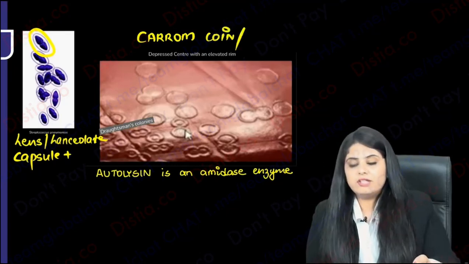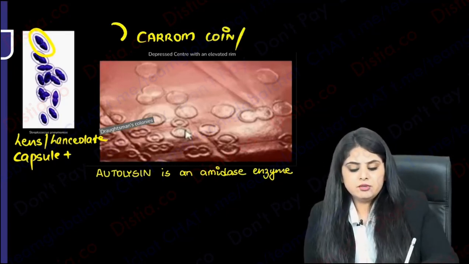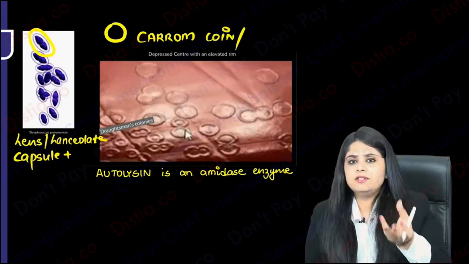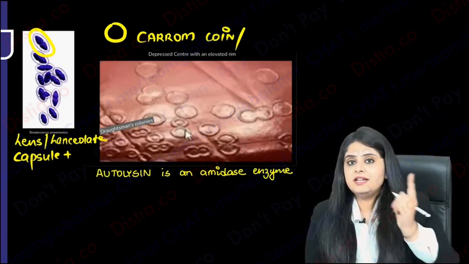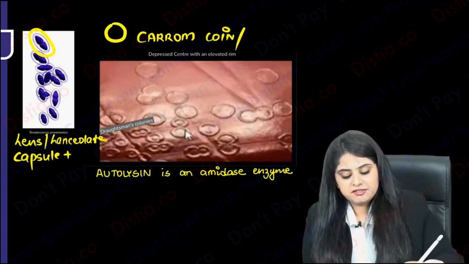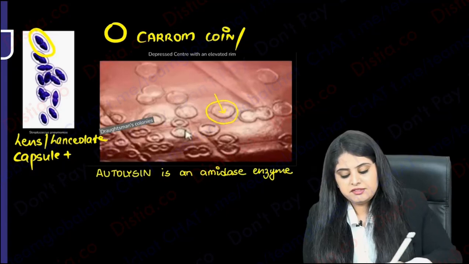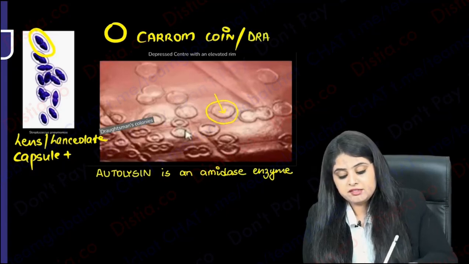So carom coin. Do you remember how carom coins used to look? We have all played it in our childhood. I still like to play it now. It has elevated corners and a depressed center. It has an elevated periphery and a depressed center. Something is getting depressed, going into a draught. That is why it's known as Draughtsman colonies. That is why it's referred to as Draughtsman colony.